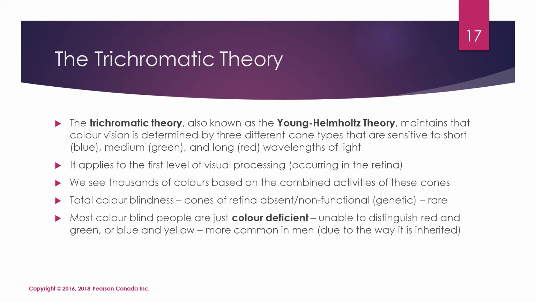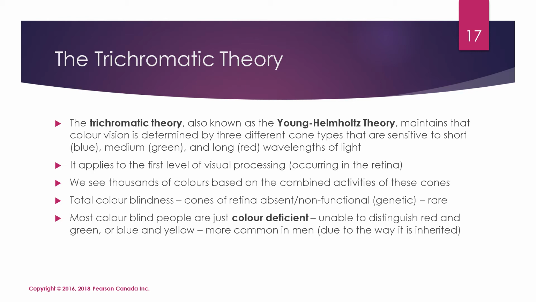So basically what they're saying is depending on which cones are firing and in what combination, that's what allows us to see the vast array of colors that we can actually perceive. So we see that something like total color blindness, which you've probably heard the term before. In order for color blindness to be absolute, that would mean that the cones of the retina are either absent or non-functional, so it's typically some kind of genetic condition, and that is extremely rare.